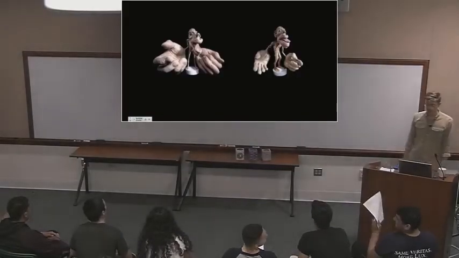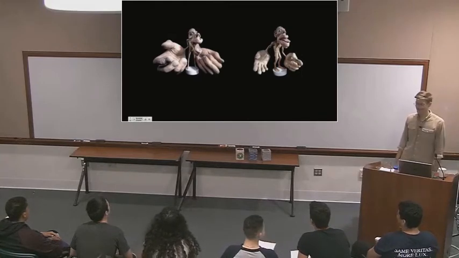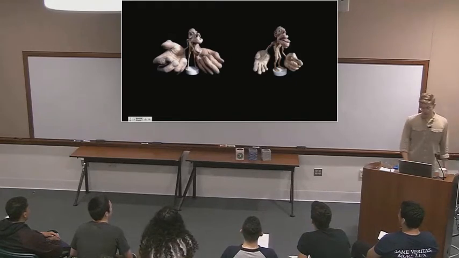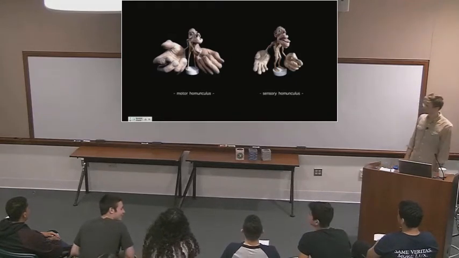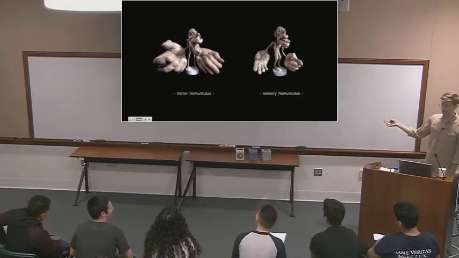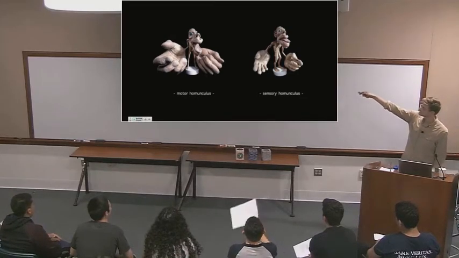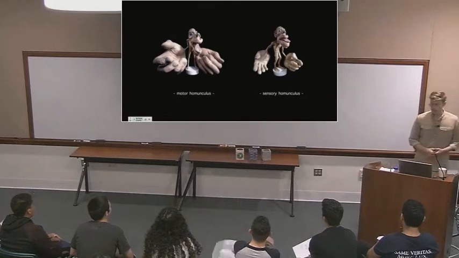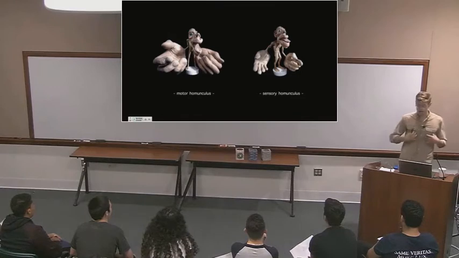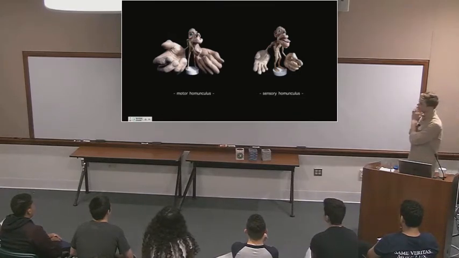OK, who knows what this crazy monster is called? No? Anyone? In fact, these are two crazy monsters, and they're called homunculuses. These are derived from the previous slide, one is the motor homunculus, and the other is the sensory homunculus. In fact, these are not monsters, but represent my body as well as yours, based on the relative proportion to the level of motor or sensory abilities.